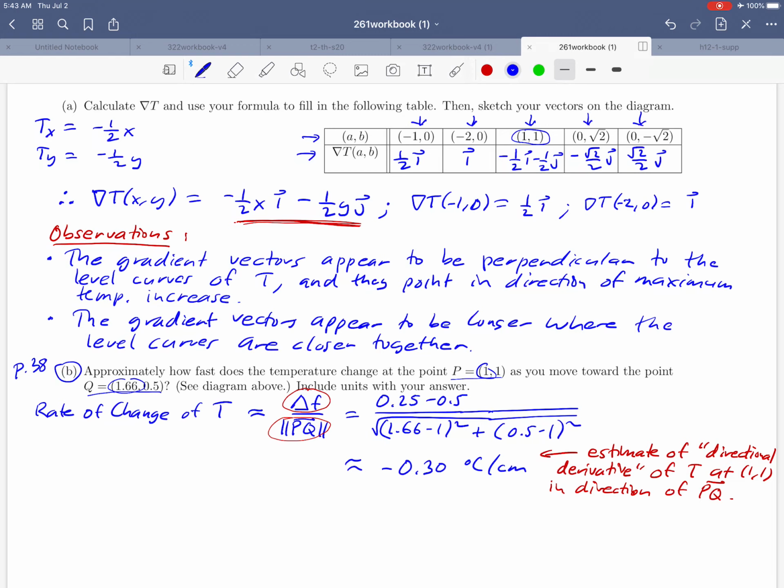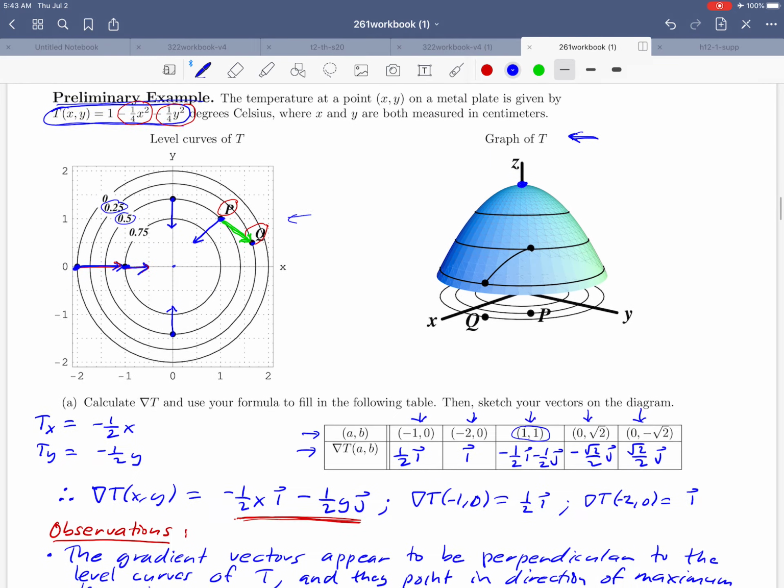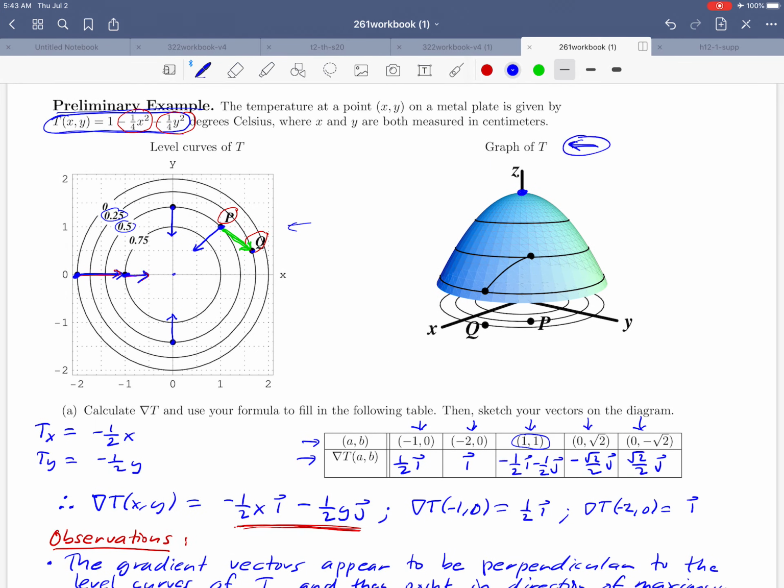Okay, so that's an estimate. What I'd like to do now is to go back and look at the graph. We got that estimate by looking at the contour plot. Okay, we can look at the graph as well. That's the picture over here to the right.